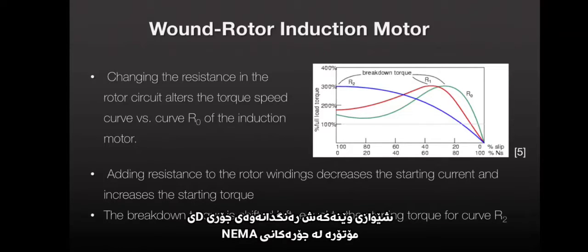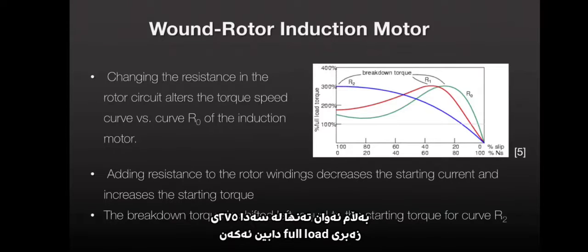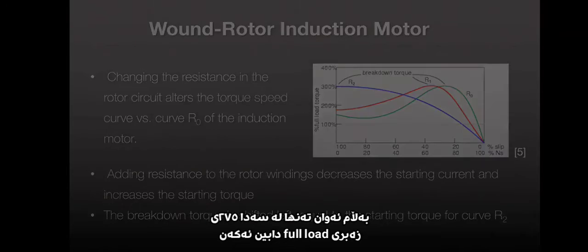The shape of the curve for resistance R2 resembles that of the NEMA Type D motor, but that motor provides starting torque of only 275% of full load torque.